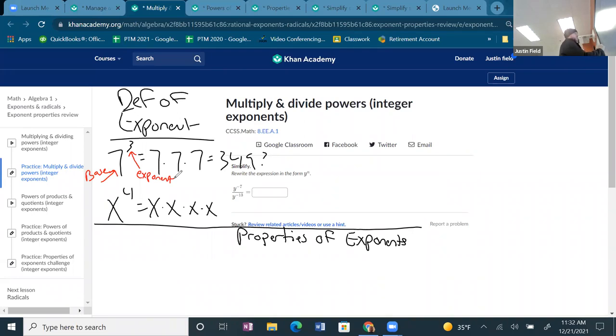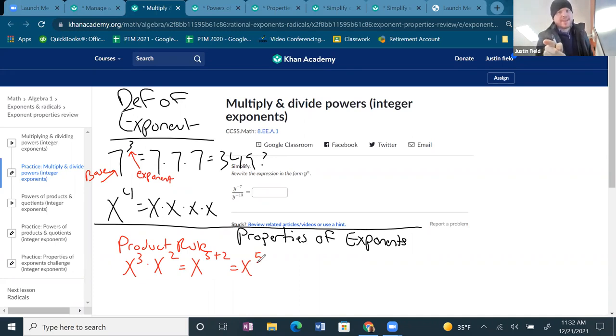Okay, so there's one rule called the product rule. And an example is x to the third times x to the second. What we do to combine is we add the exponents. Do not multiply the exponents. If the terms are multiplied, that's a product, then the exponents are added. So what is the rule for that? Add exponents.